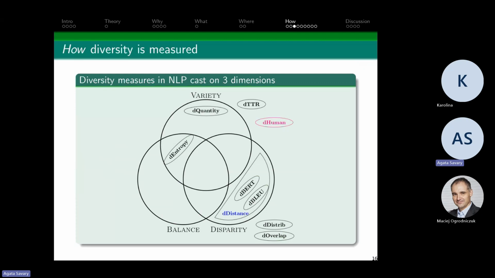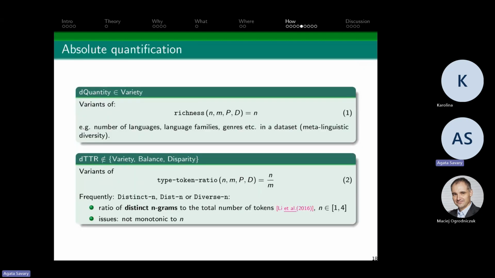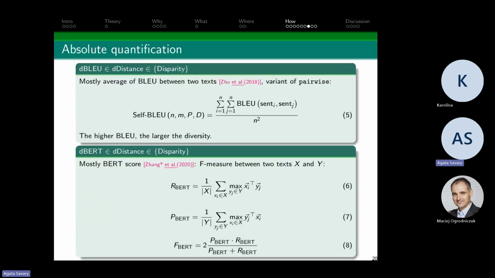And you can see, for instance, that TTR is not inside because it's not monotonic within, right? So we don't think it's a good variety measure. Although we don't know because it has never been defined what is variety in NLP, right? This is our next step, but this is, let's say, the intuition we want to have. Okay, the distance family is, of course, disparity, and the BLEU and the BERT are inside this family. Now let's go to the second type of quantification, which is not absolute, but which is relative.